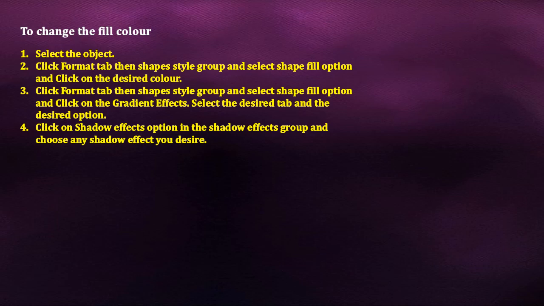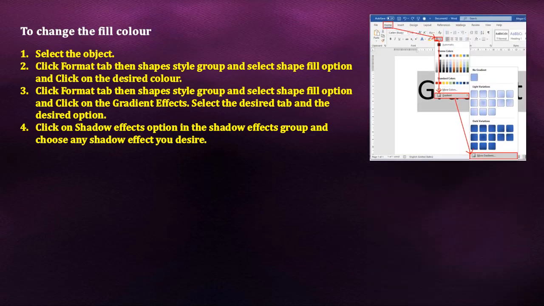The third effect is the shadow effect. For this, again you have to click on the shadow effect option in the shadow effect group and choose any shadow effect you desire. See the image. The image is showing the gradient color. The shaded colors are the gradient color.